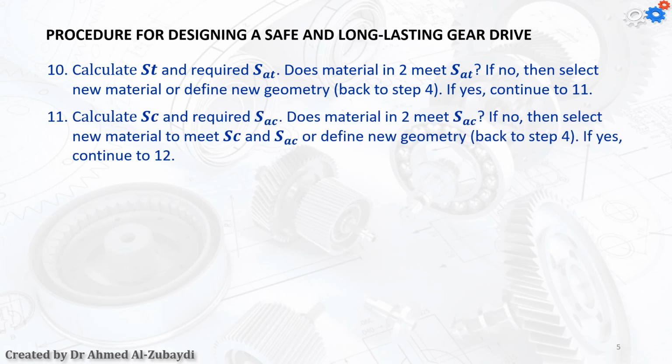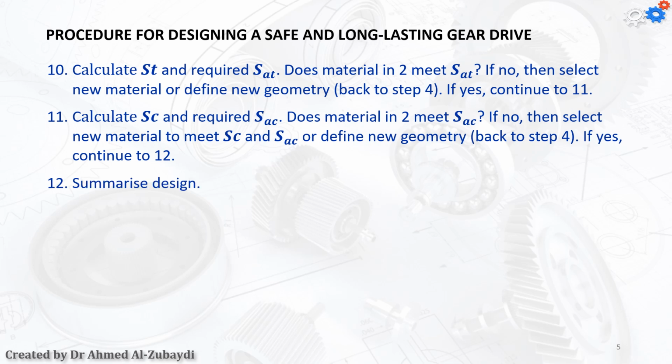Step number 11: calculate the SC and the required SAC, and check whether the material in step 2 is going to meet the SAC. If not, then select a new material, and to meet the SC and the SAC, define a new geometry, back to step number 4. If yes, simply continue to step 12.